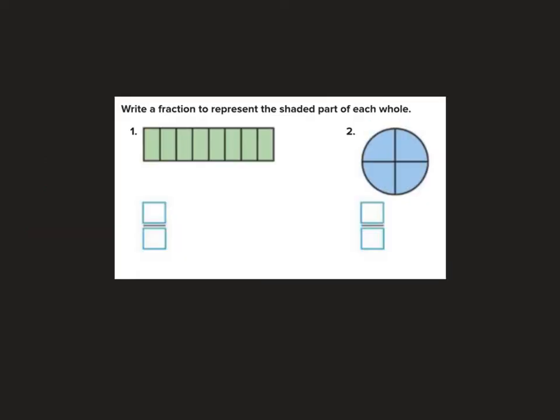Write a fraction to represent the shaded part of each whole. So here I have 1, 2, 3, 4, 5, 6, 7, 8. 8 total parts and 8 are colored in. So I have 8 out of 8, or one whole. I think this kind of looks like a candy bar, so let's call it a candy bar. Here I have 4 total parts, 1, 2, 3, 4, and all 4 are colored in, or one whole pie.